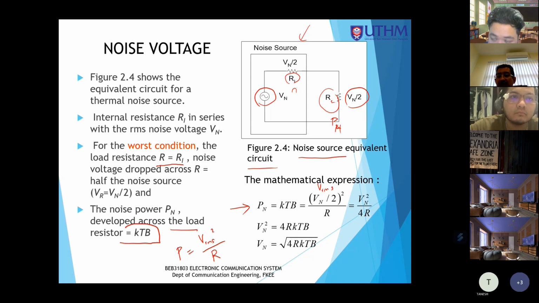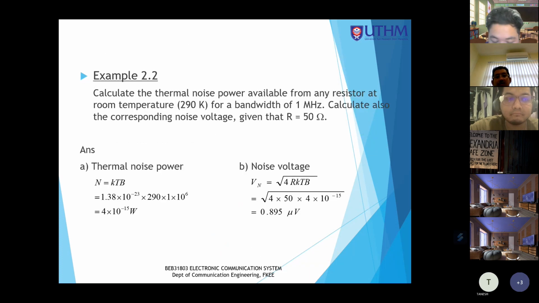Okay. And if we rearrange the equations, we're going to get V square equal to 4R KTB. And therefore Vn is square root of 4R KTB. Okay, so ini adalah RMS noise voltage. So this is actually the RMS noise voltage. So again, ini pun ada satu equation yang perlu kamu tahu. Okay, so let's see the example.